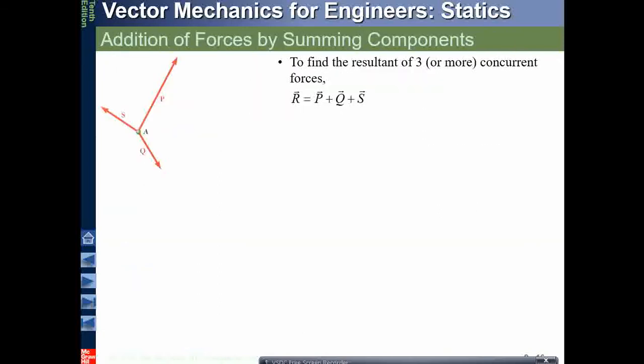Further, if for example we have three vectors originating from a single point, we call these vectors concurrent vectors. We have vectors P, Q and S originating from point A. So the resultant of these three concurrent forces may be a resultant vector R, which is equal to P plus Q plus S. These are the three vectors summing up together. Now, how is this done?